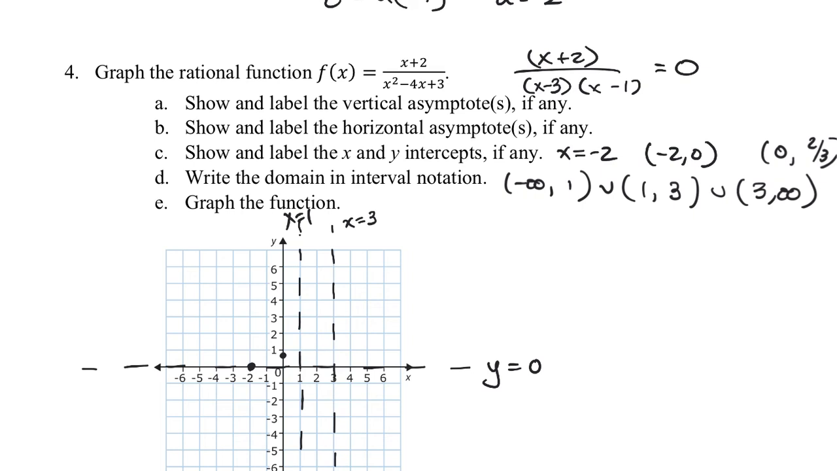Yeah? Can you use the bracket again? The bracket is if the value is included. Okay, so it doesn't have to do with the domain restrictions. Because 3 and 1 are excluded, we use parentheses because we don't want to include them. Is that what you're asking?